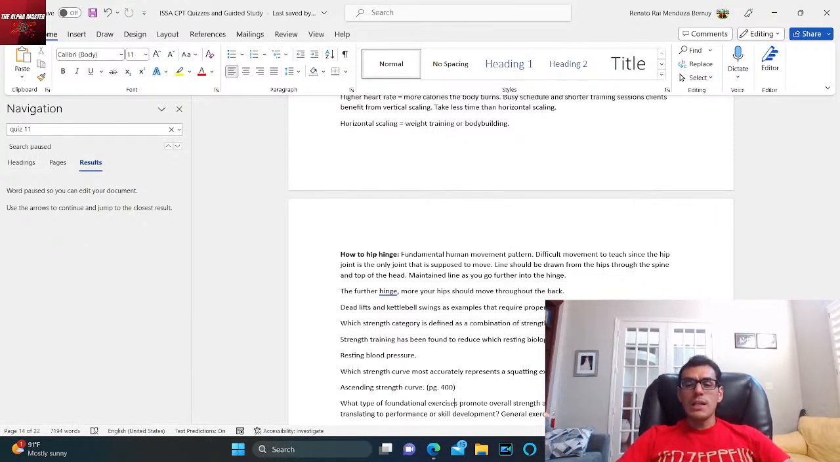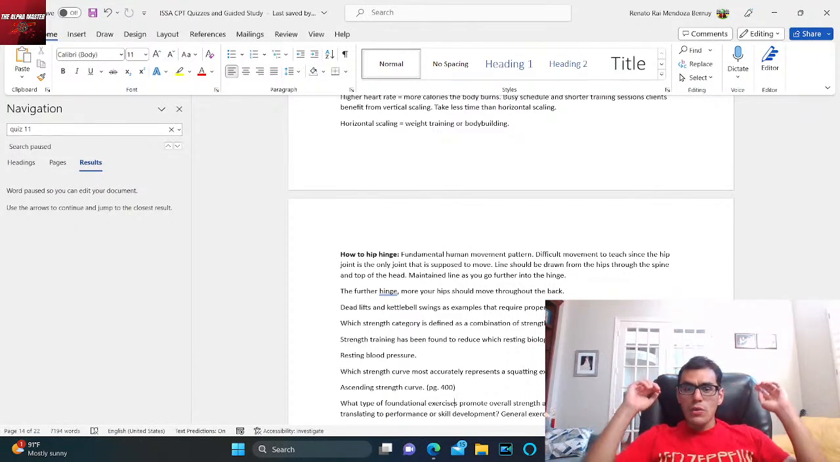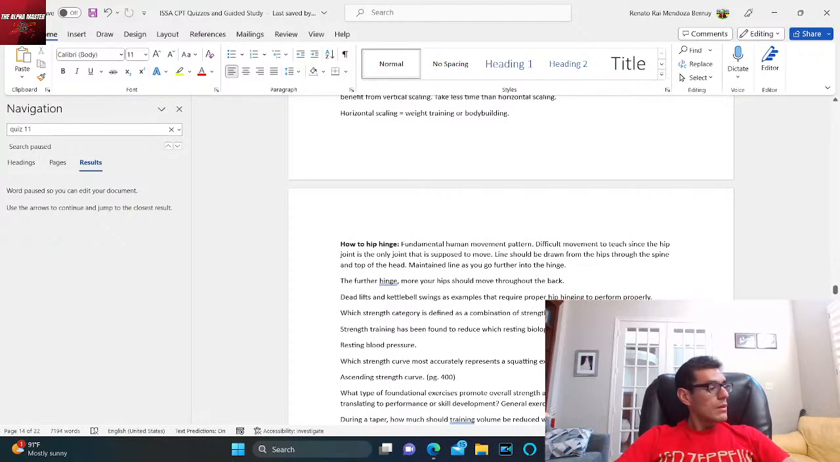The type of foundational exercises that promote overall strength adaptations without necessarily translating to performance or skill development is going to be general exercises.